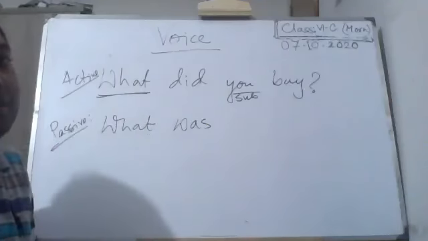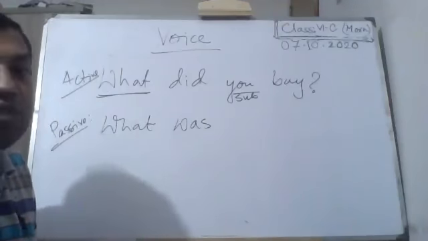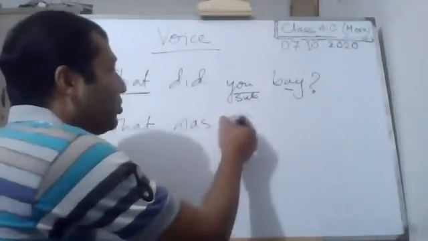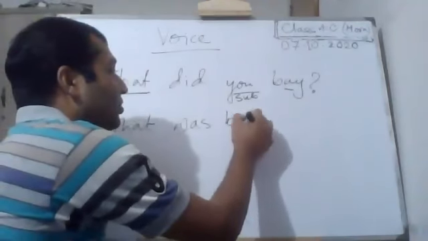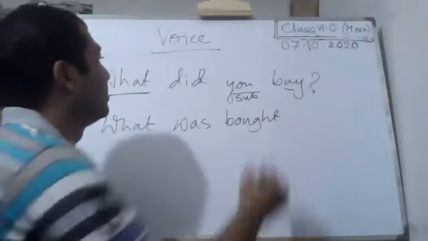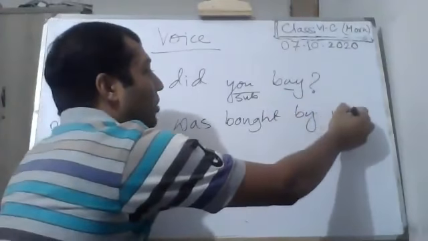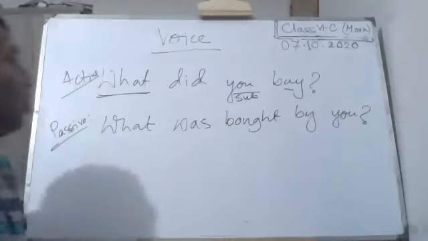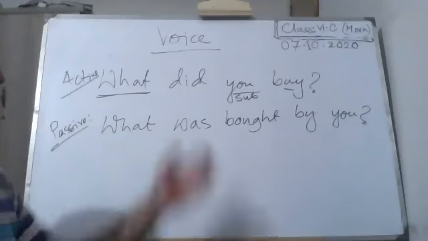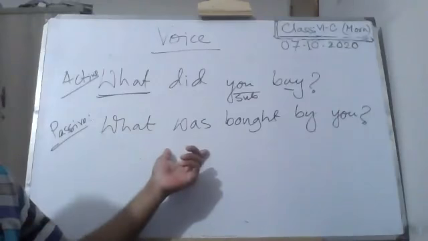Then we know that after the auxiliary verb, you need to use the past participle form of the main verb. The main verb is buy, so it will be bought. What was bought? By, then the subject will become the object. What was bought by you? So this is how you can make an active sentence a passive one.